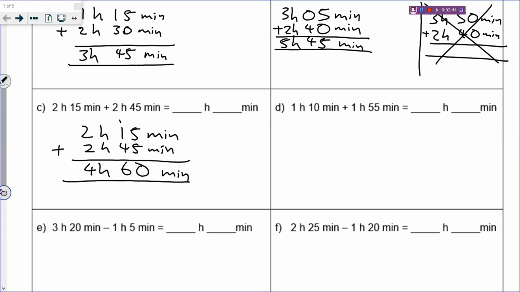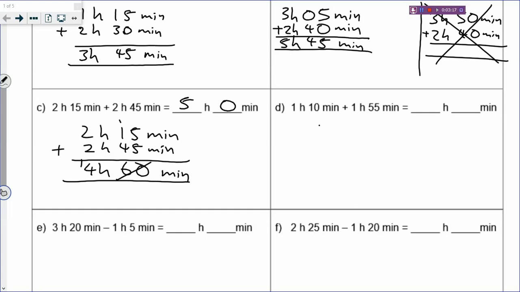Now you cannot write 4 hours and 60 minutes, because you can convert the 60 minutes into 1 hour. So every time you can convert, you should change the 60 minutes into 1 hour, and then you just add 1 hour to the 4 hours. Which means that there are 5 hours and 0 minutes, or 5 hours. So if you write 4 hours and 60 minutes, that will be wrong, because you can convert the 60 into 1 hour.